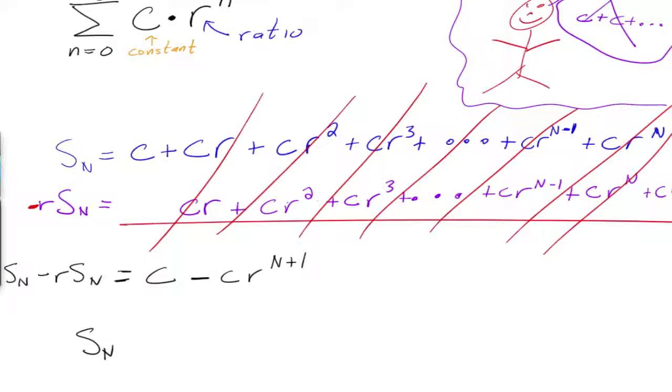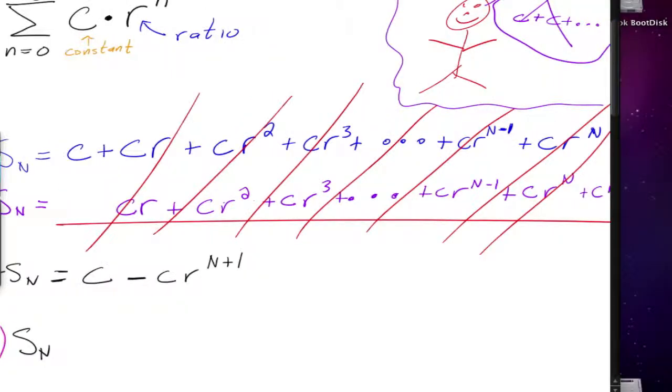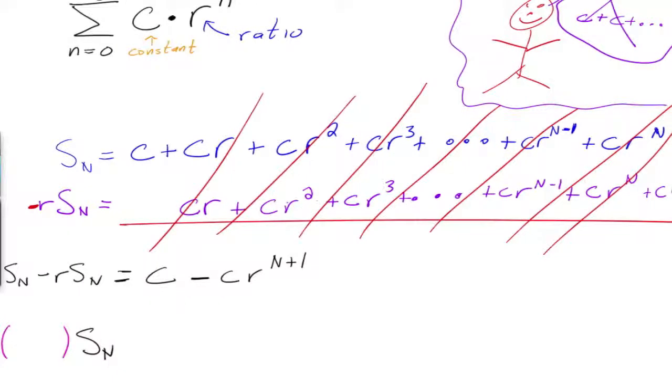Yes, I factor. What do I factor out? Well, yeah, I factor out Sn. And then what am I left with? Oh, hey, don't jump. Okay, 1 minus r. And then on the right side, I'm left with c minus c r to the n plus 1, right? So then what is Sn equal to?